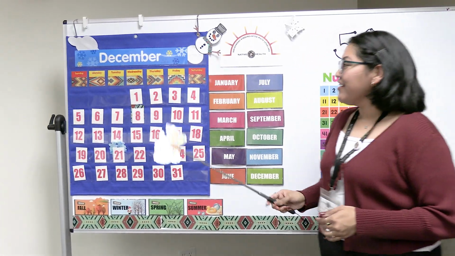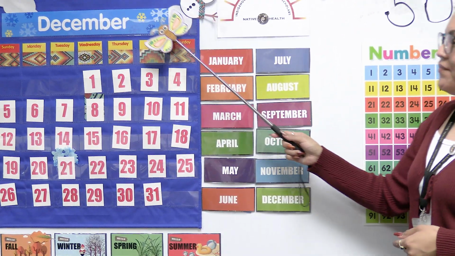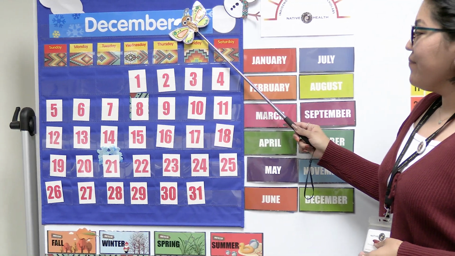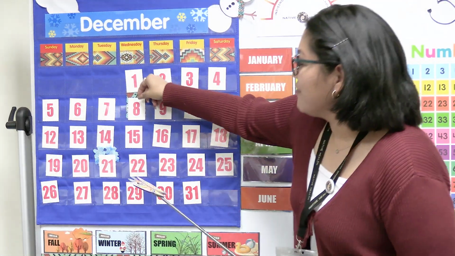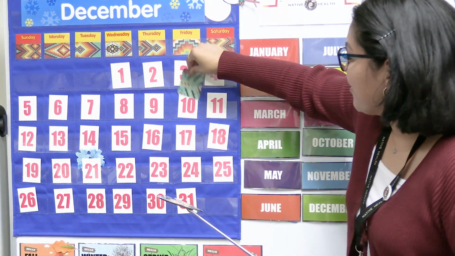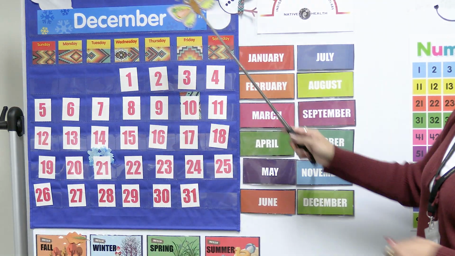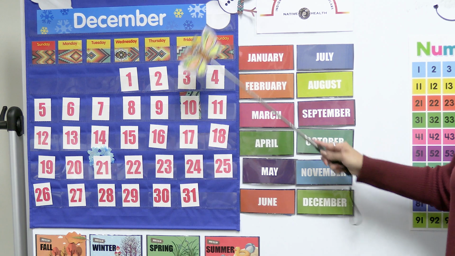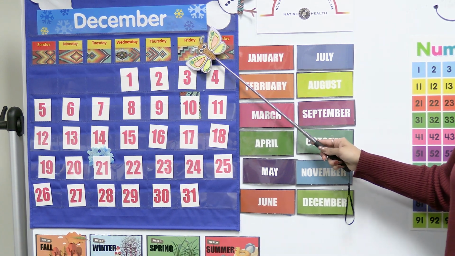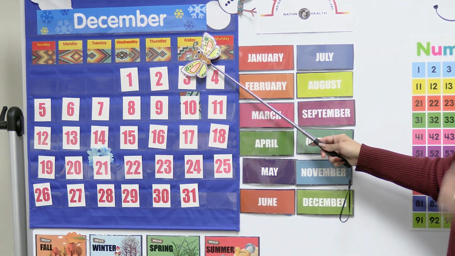Alright, so we have Miss Butterfly to help us go through our math meeting, and we're going to start with our calendar. So we're in the month of December, and, oops, Miss Olivia forgot to change the date, so we're going to be on the 10th. So it's December 10th, and it's Friday. Okay, December 10th, and it's Friday.